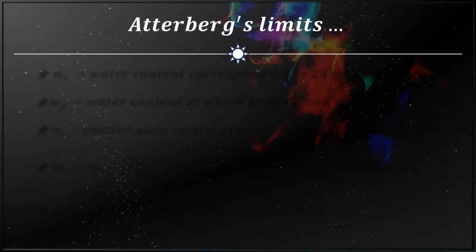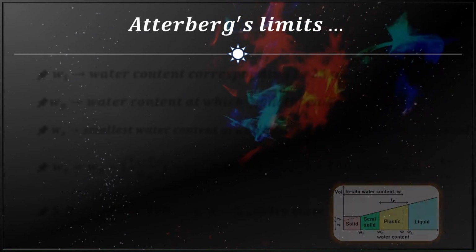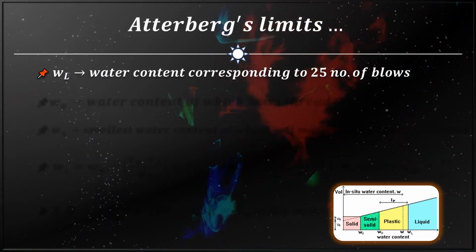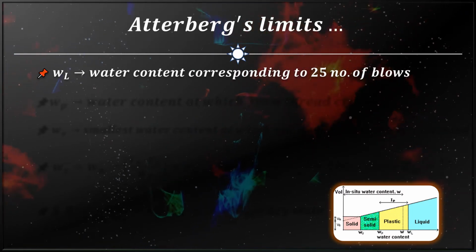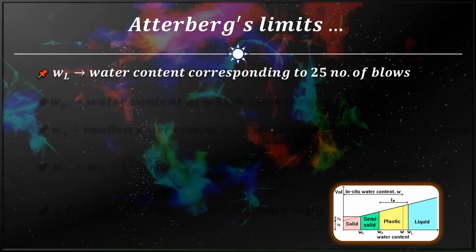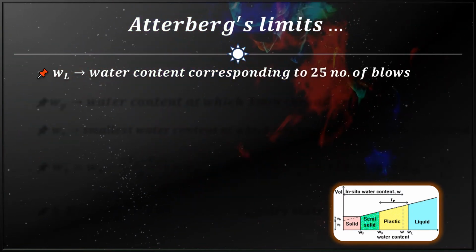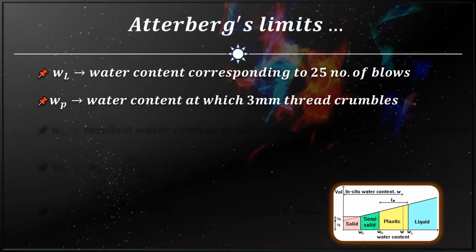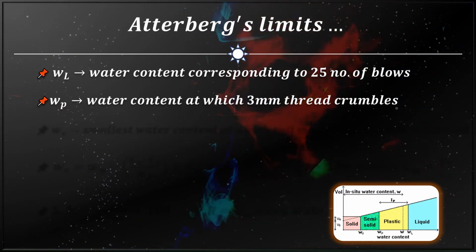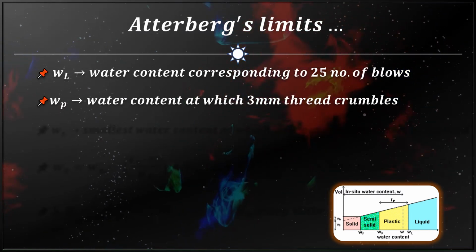Now we shall see formulas regarding Atterberg's limits. Before moving to formulas, we shall see some definitions of water content. First is the liquid limit. Liquid limit is the water content corresponding to 25 blows in the Casagrande liquid limit test. And WP is the plastic limit, the water content at which a 3 mm thread of soil crumbles.